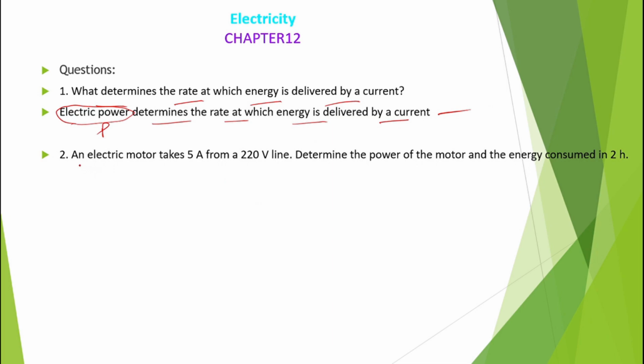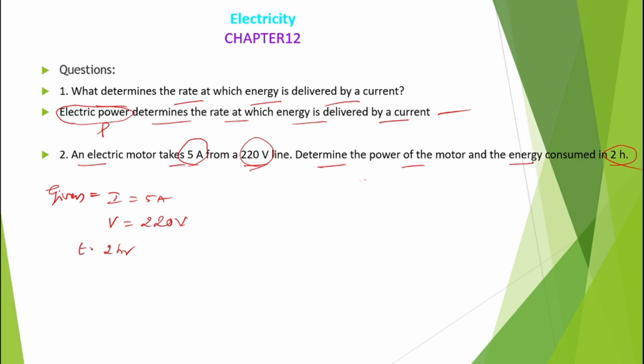Now one problem is asking, an electric motor takes 5 amps from a 220 volt line. Determine the power of the motor and energy consumed in 2 hours. So we will see what he has given. Given: it takes 5 amps, that means I is equal to 5 amps, and V is equal to 220 volt, and time is given 2 hour.